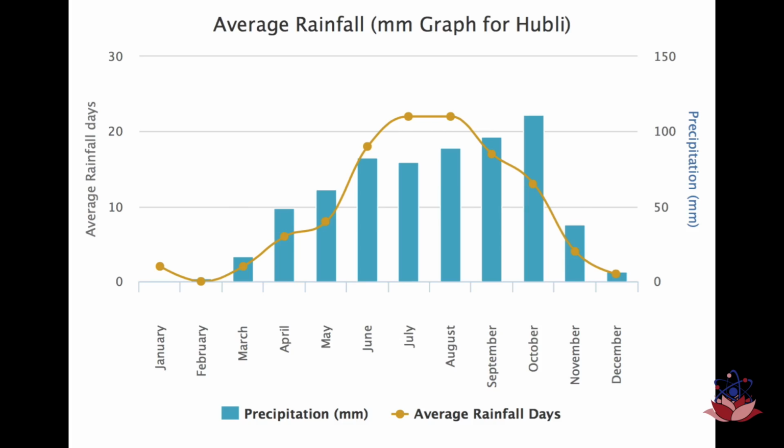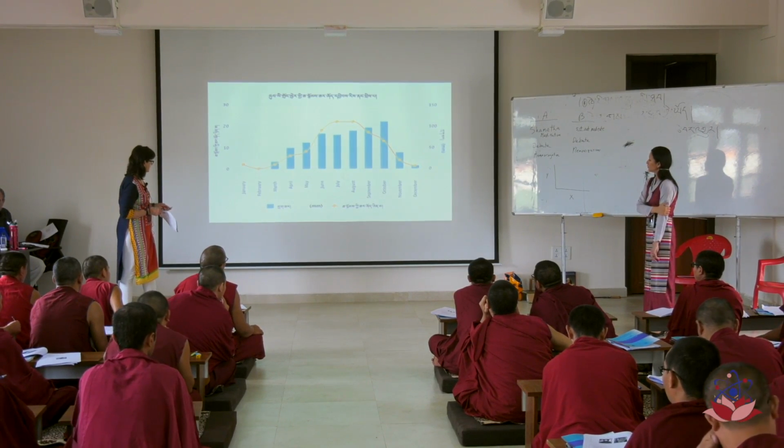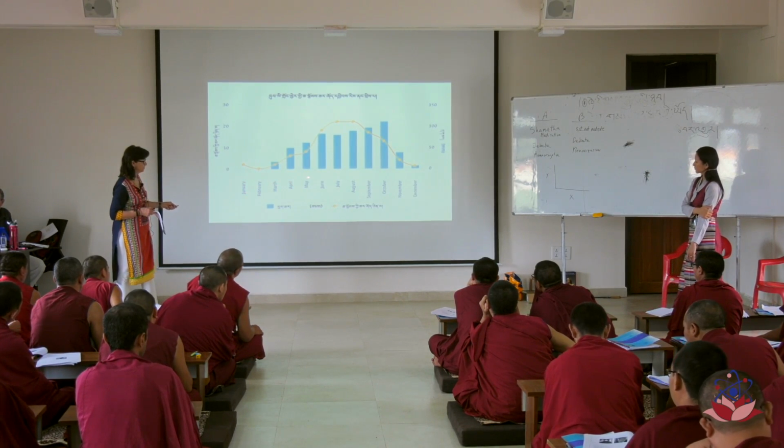So in this example of average rainfall over months of the year, along the x-axis is plotted the month of the year, January, February, March, April, May.